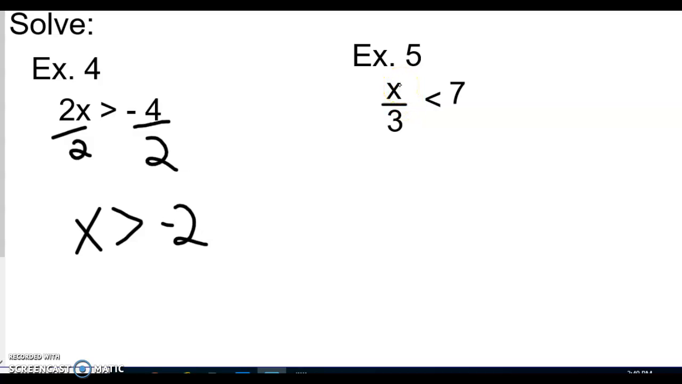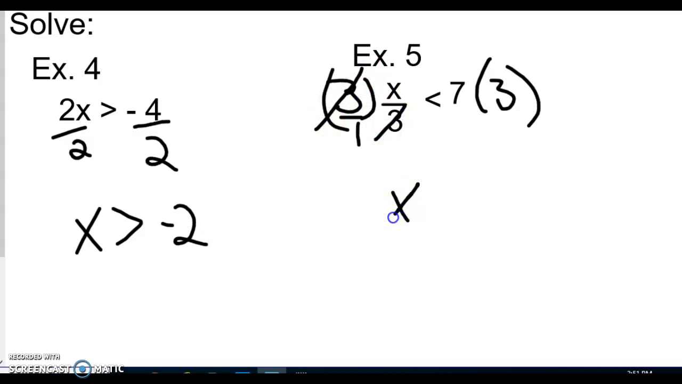For number 5, x divided by 3 is less than 7. The inverse of dividing is multiplying, so we'll do times 3 on both sides of our inequality. The times 3 and the divided by 3 will give us 1x. And on the right, we've got 21.